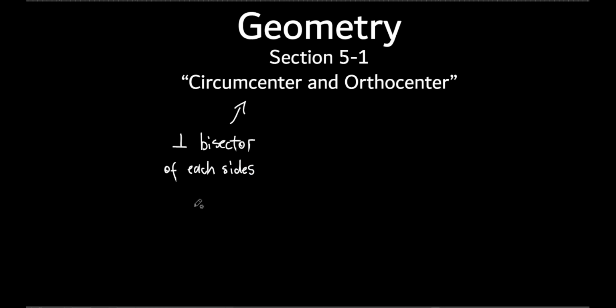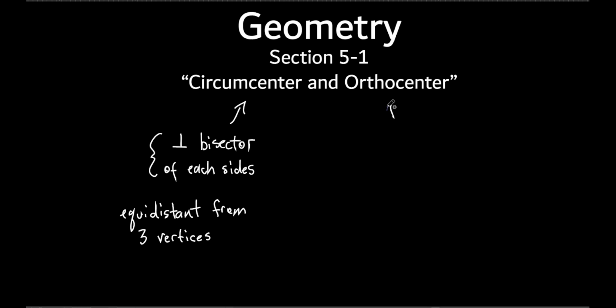Now, what was special about the circumcenter? Equidistant. That's correct. Equidistant from the three vertices. Okay? So this is how we found it right here. This is how we found the circumcenter. This is what's special about the circumcenter. So we'll say that this is what's special about it. This is how we found it.